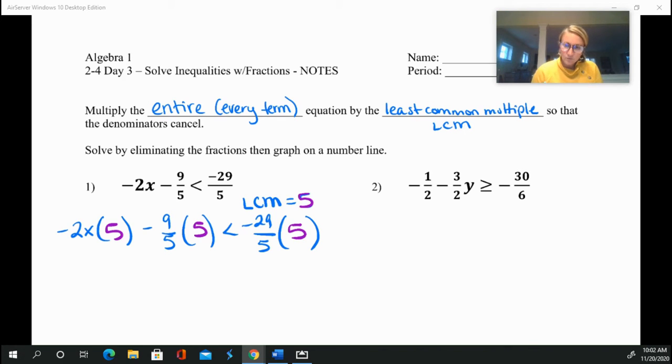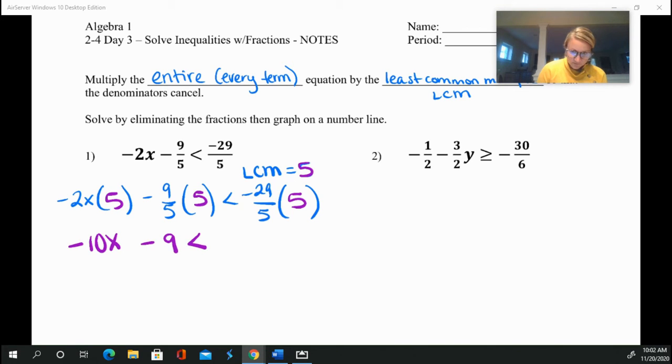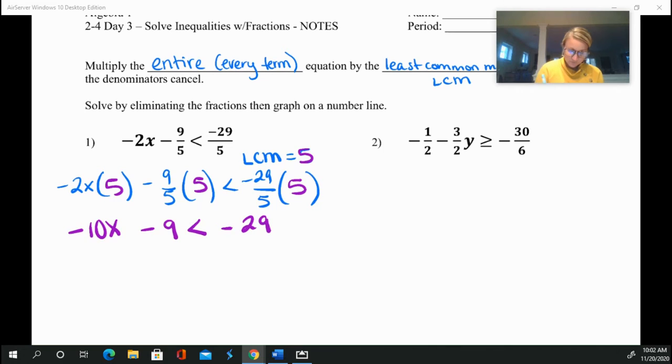And when you multiply a fraction times the value of the denominator, you end up with just the numerator. That's what cancels out the fraction. Negative 2x times 5 is negative 10x. Negative 9/5 times 5 is negative 9. And negative 29/5 times 5 is negative 29. So now we're left with a two-step inequality.